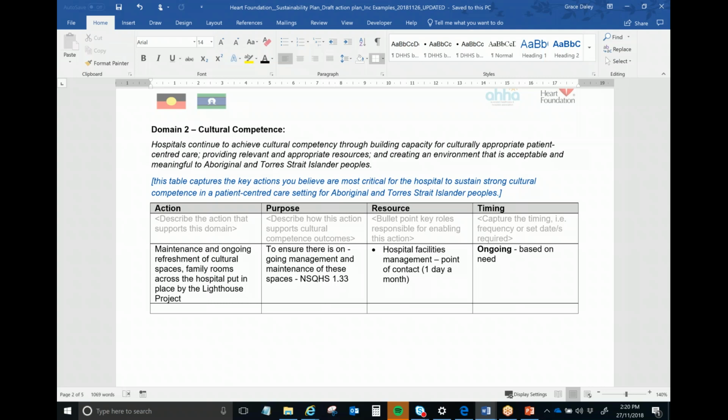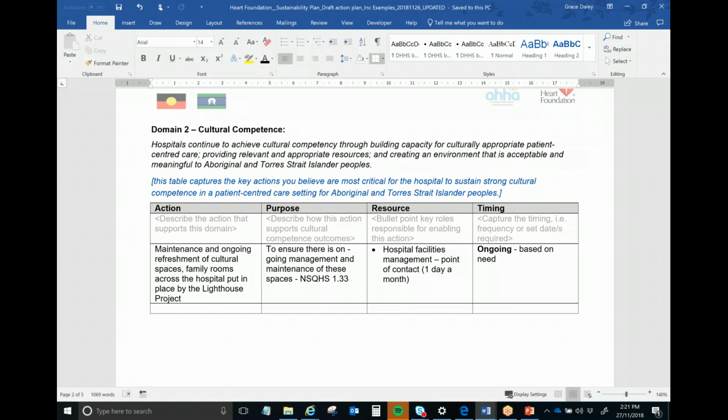The example we provide is around creating that space. It's the maintenance and ongoing refreshment of cultural spaces and family rooms across the hospital, put in place by the Lighthouse project. In this hypothetical example, it is about those physical spaces created to support Aboriginal and Torres Strait Islander peoples accessing the hospital, which may include cultural recognition of their art, and a whole range of things that are suitable for their community.